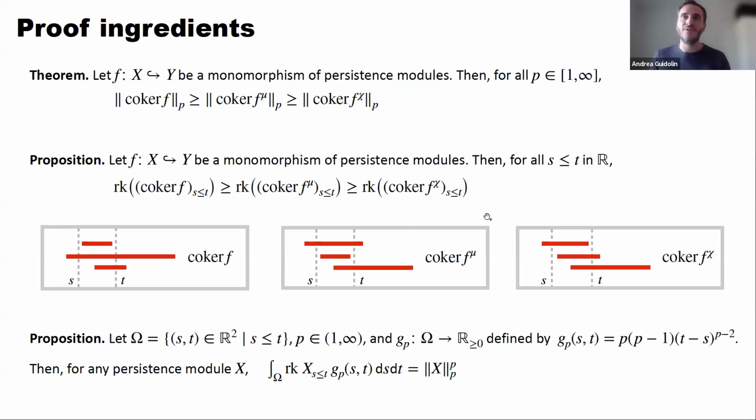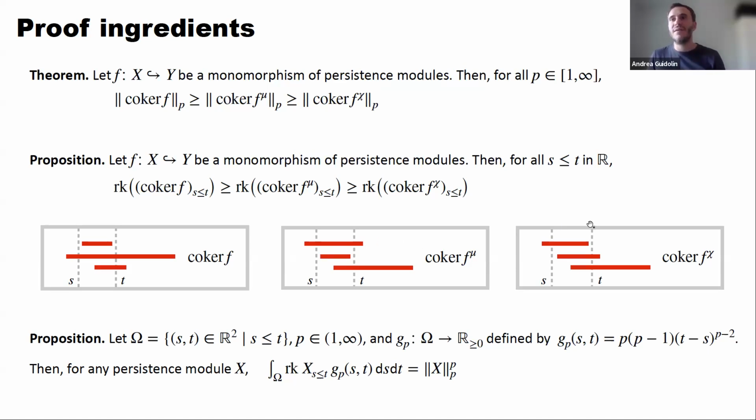This is still non-trivial to prove, but it's easier than proving this inequality for p-norms, because we're considering just two fixed parameters here. So it's a bit easier. And here are pictures representing these inequalities. In the first case, the rank is 1 because we have one bar going across. The rank of the co-kernel associated with our matching is also 1. We have this bar that goes across.